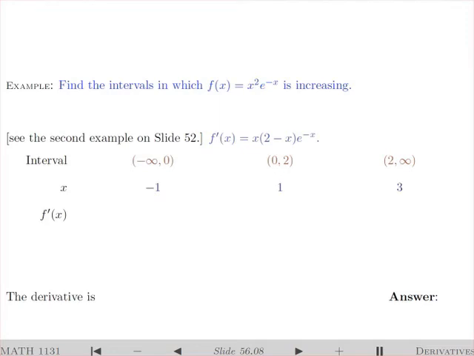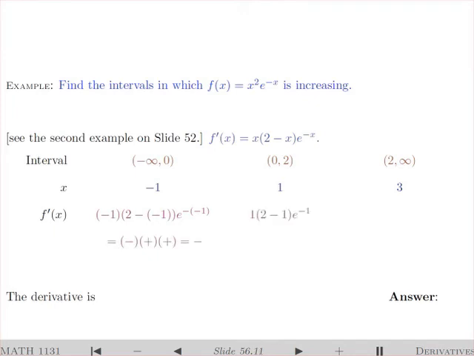If you do this by counting negatives, you need to remember that e to any power is positive. So the factor e to the negative x doesn't change sign, only the other two factors do. If I use just test values at negative 1, I have negative 1 times 3 times e to the power 1. That's negative times positive, so it's negative.